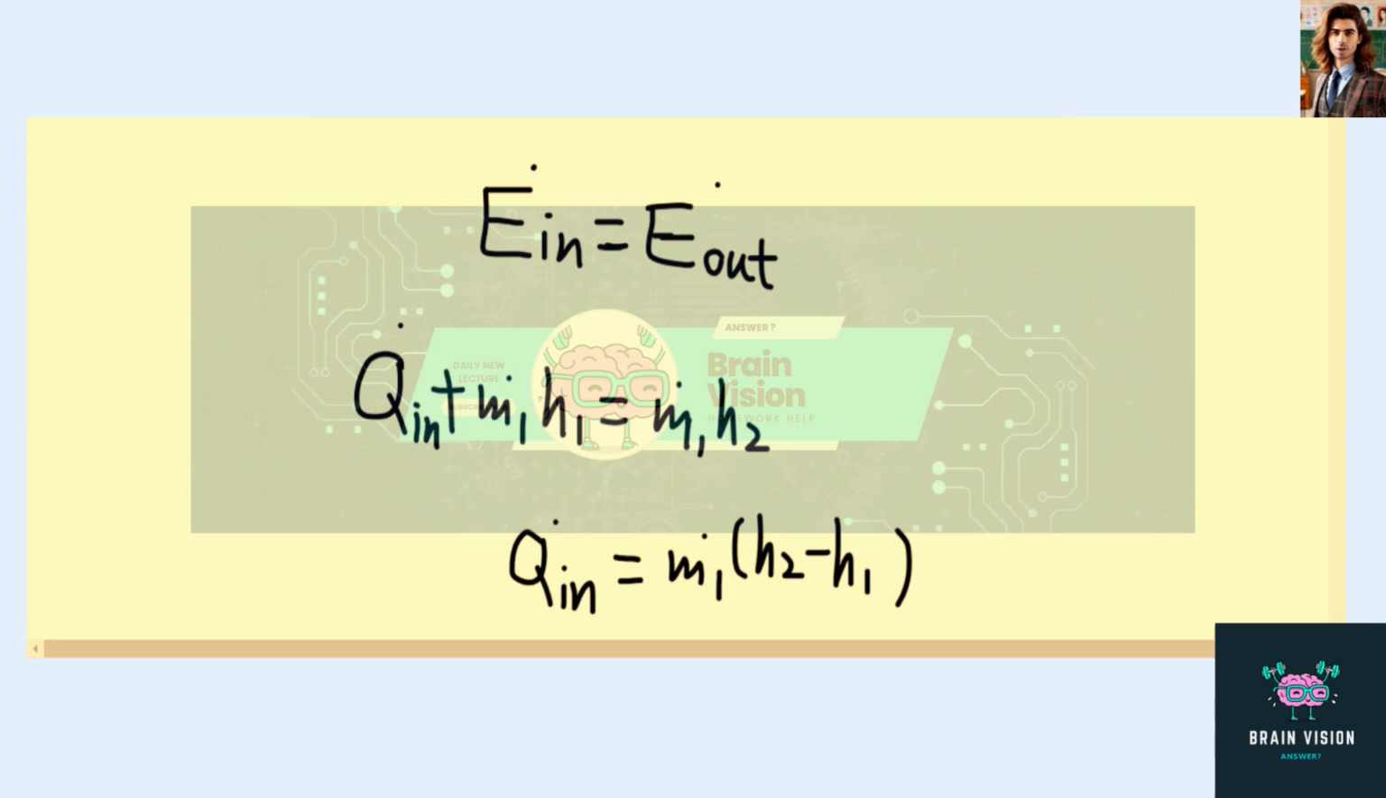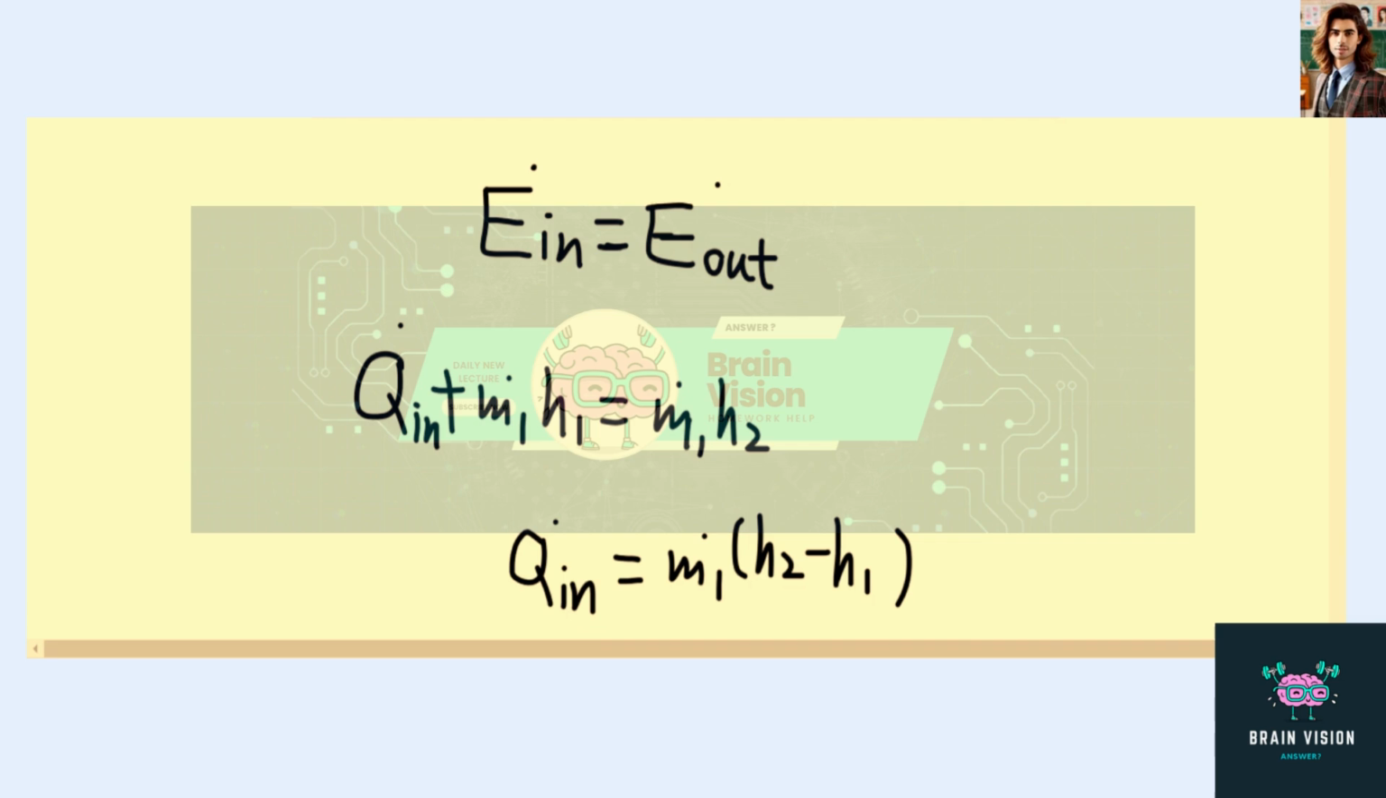So therefore, we can apply the energy balance equation here, which is E dot in equal to E dot out. If we expand it, we have Q dot in plus M dot 1 times H1 is equal to M dot 1 times H2. So Q dot in here is the rate of heat that was transferred into the combustion gases. Okay, you guys may wonder, I just said that the rate of heat was transferred out of the combustion gases. I will show you why it's transferred out, even though I put "in" here.